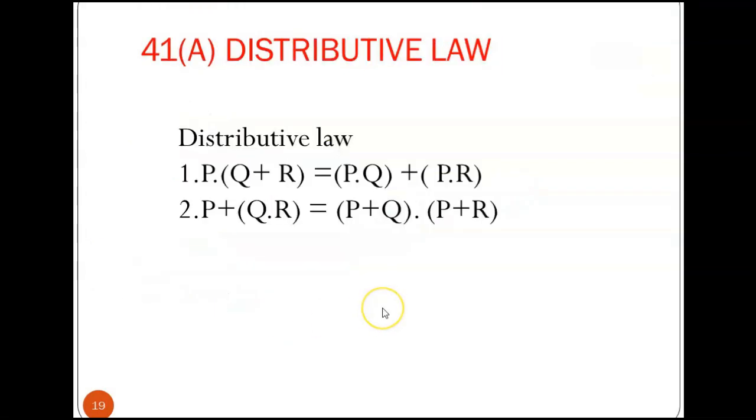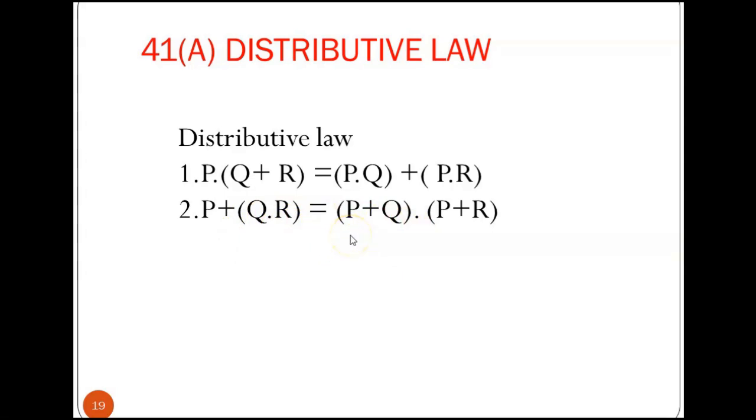So moving to the next one, we have 41A, and they are asking you to state the distributive law and to verify it with the help of a truth table. So the distributive law is P·(Q+R) = P·Q + P·R. Distributive law, P·(Q+R) is equal to P dot Q plus P dot R. Second is P + (Q·R) = (P+Q)·(P+R).